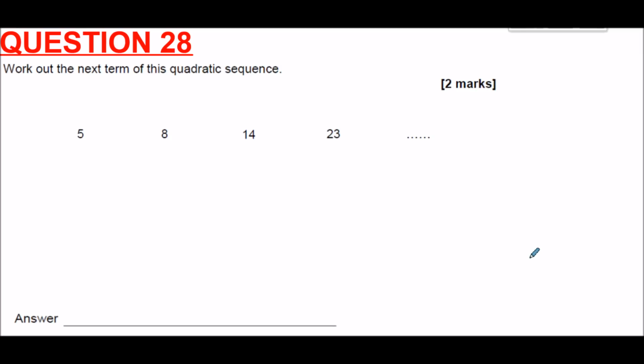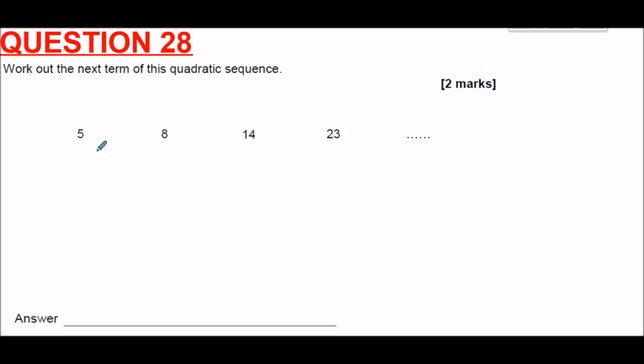Nearly at the end of the paper now, question 28. Work out the next term of this quadratic sequence. So I can give you an explanation of what a quadratic sequence is. In a way, we don't really need to know it though for this question. But anyway, I'll tell you what it means. What it means is that the sequence isn't going up in equal steps. If the sequence goes up or down in equal steps, that's called an arithmetic sequence. This one's quadratic, which means that the steps are increasing, but the gaps of the steps is constant.